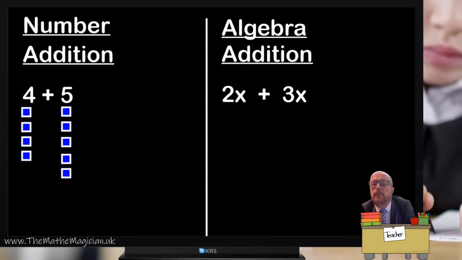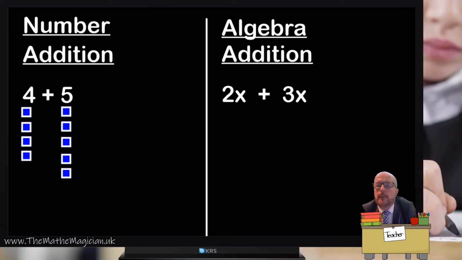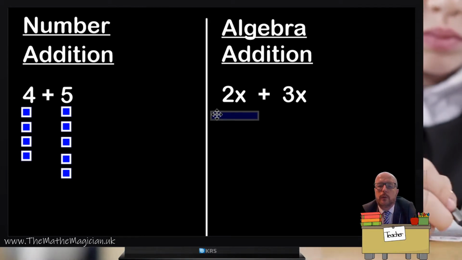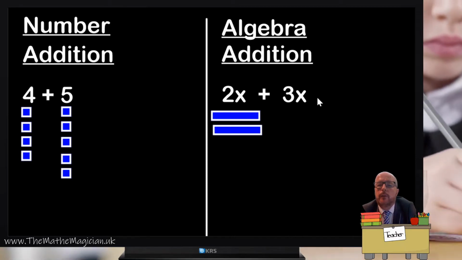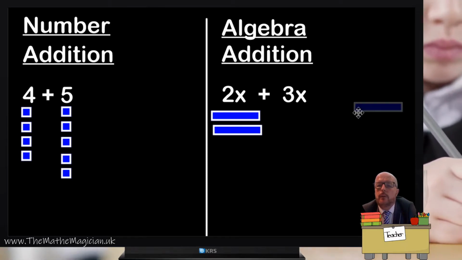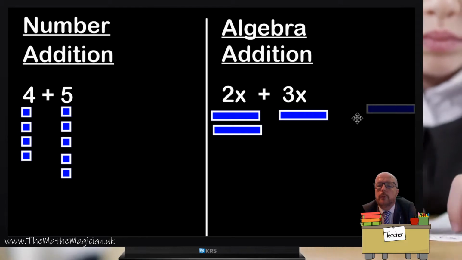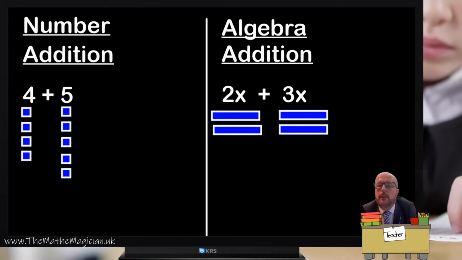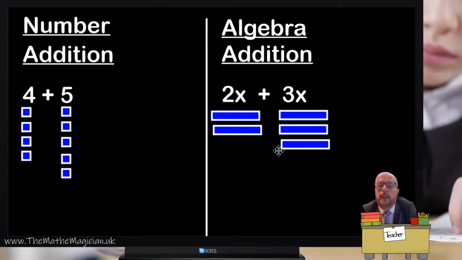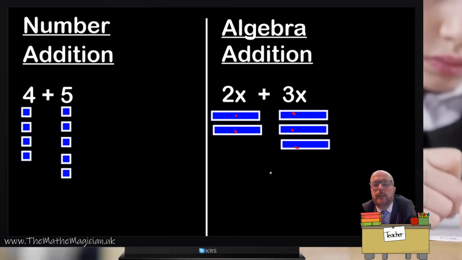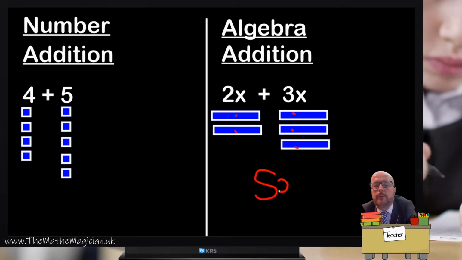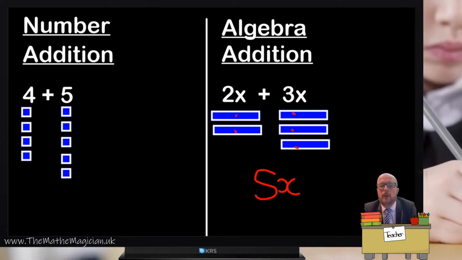Here's the algebra version. We've got 2 x's. 1, 2. Remember, x's are rectangles. And we've got 3 x's. 1, 2, 3. So how many x's have we got altogether? 1, 2, 3, 4, 5. So the answer to this question will be 5x. Hopefully you're keeping up.